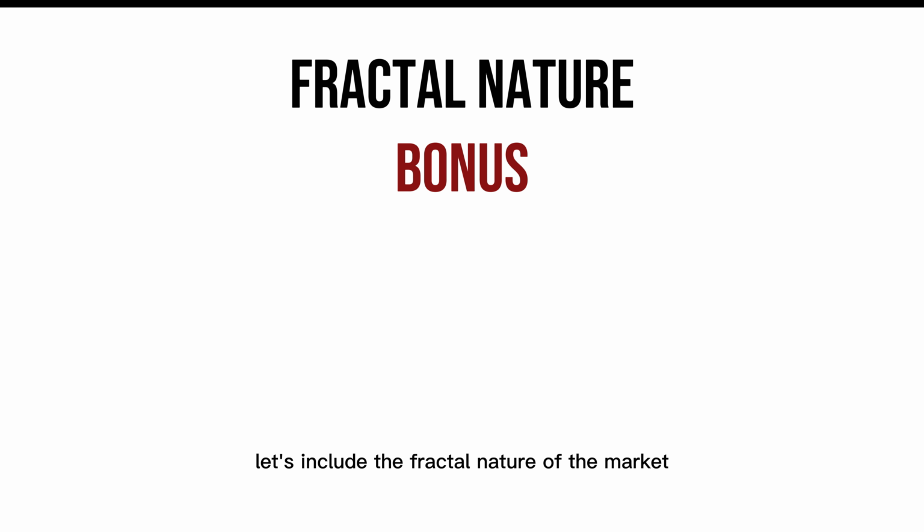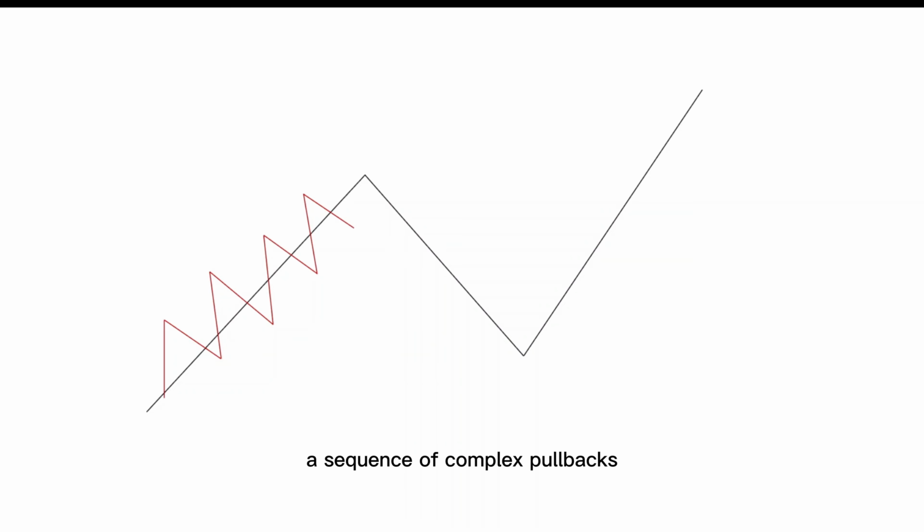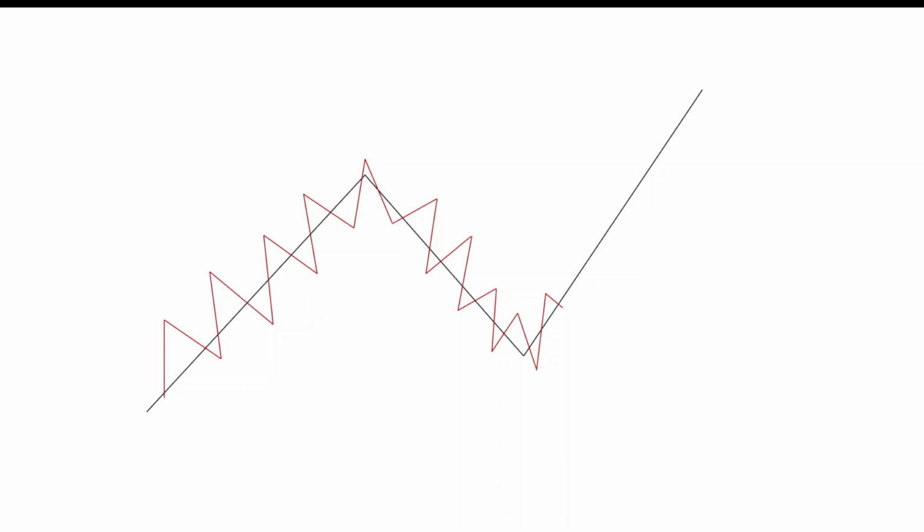So as a bonus lesson, let's include the fractal nature of the market. Here you have your swing high and your swing low, and consider this on the macro, so on your higher time frame. While this is occurring on your macro time frame, which is just a swing high and a swing low, on a micro time frame there are consecutive swings, a sequence of complex pullbacks, forming this micro swing high and swing low.